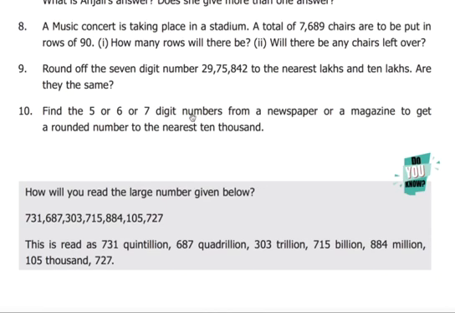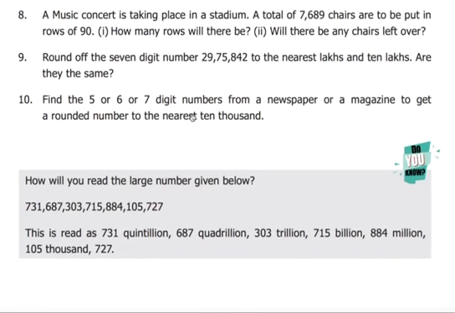A music concert is taking place in a stadium. A total of 7,689 chairs are to be put in rows of 90. How many rows will be there? Will there be any chairs left over? That you can easily calculate.